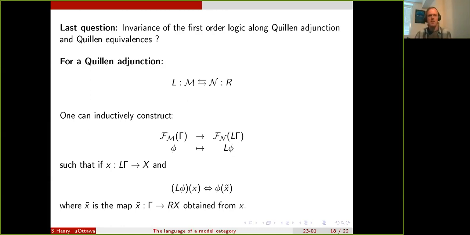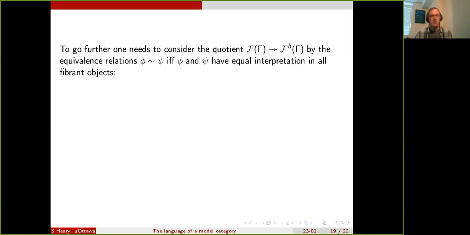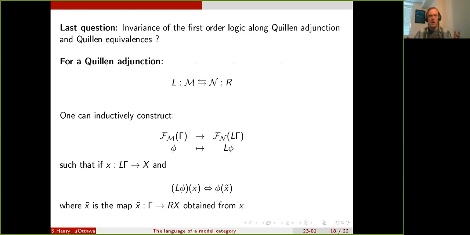Right, so this gives at least functoriality. If you have a left Quillen functor between model categories, you can use it to transport formulas from one model category to the other, and it says something about the action of the right adjoint on models. Now the interesting question is what happens if I have a Quillen equivalence, so a Quillen adjunction which induces an equivalence between the homotopy categories of my two model categories.